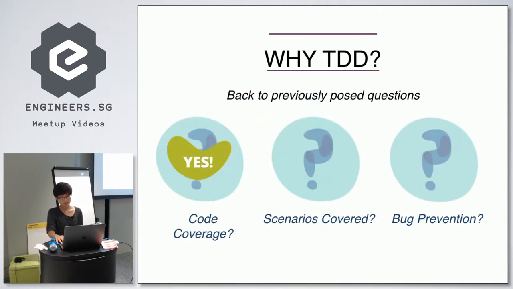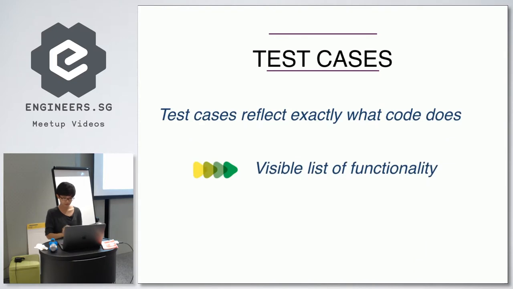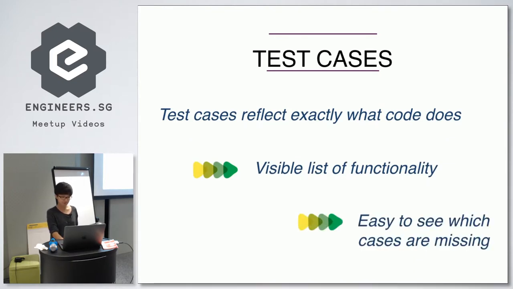And the second question, scenarios covered. How TDD works is that you usually think about what your application, what your program, is doing, and you have all the scenarios, because you have to write them in the tests first, so you know exactly what it's doing. So it's a visible list of functionalities and it's easy to see which cases are missing. In a way, unit tests force you to think about all the edge cases of the program.